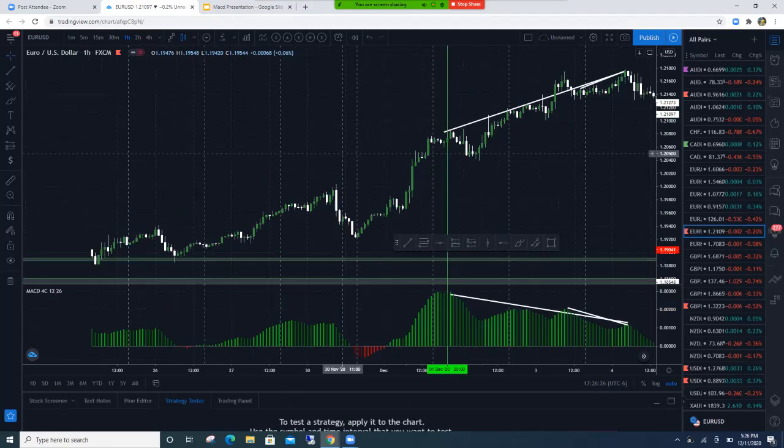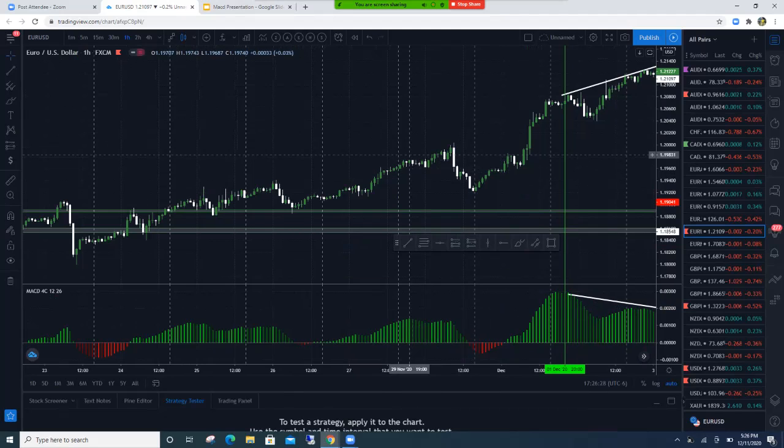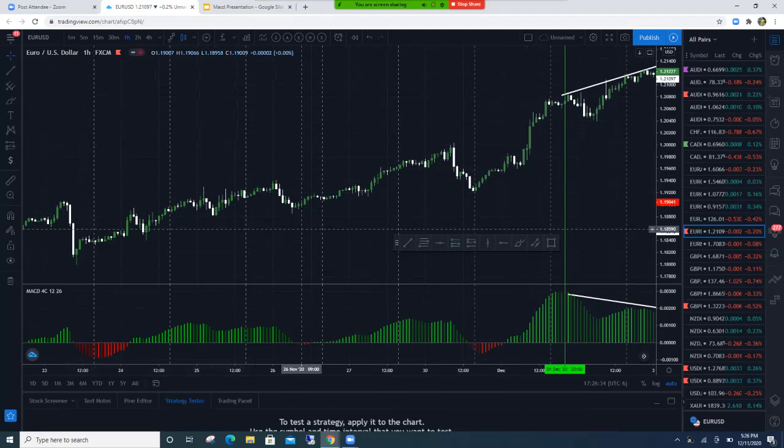So let me show you what the second type of divergence would be. Right here would be the second type of moving average convergence divergence. You see right here, where it's red, this little red blip right here.